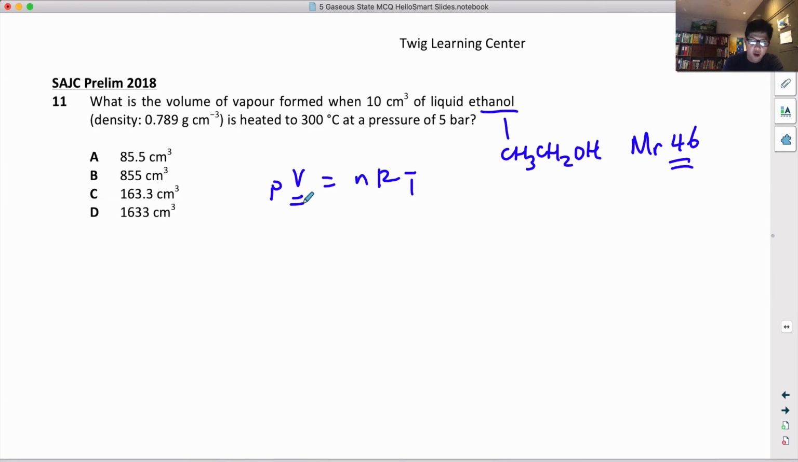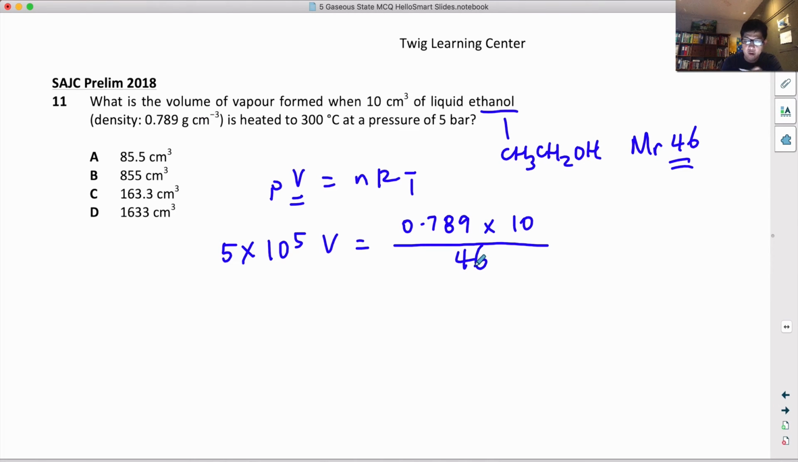So 5 bar means 5 times 10 to the power 5. 1 bar is 10 to the power 5 Pascal. Volume is unknown. The number of moles of ethanol: you have density times the volume, which is 10 cm cube. That will give you mass only. So mass divided by the Mr will give you the moles. Then multiply by, of course, 8.31 multiplied by the temperature, 300 plus 273.